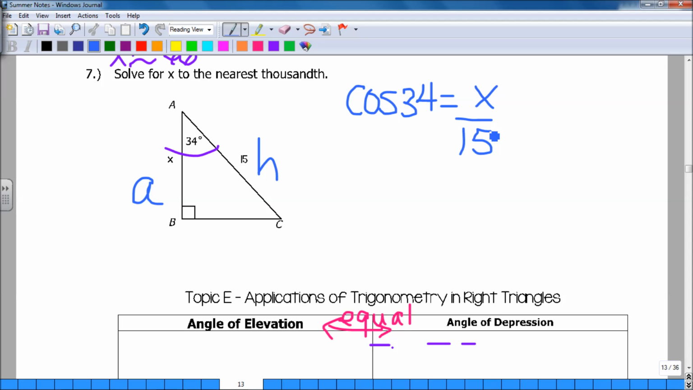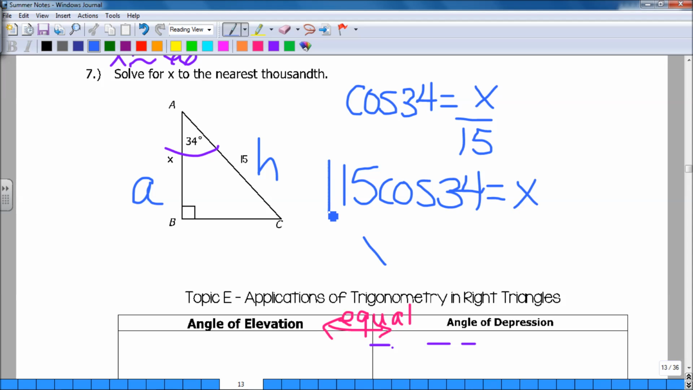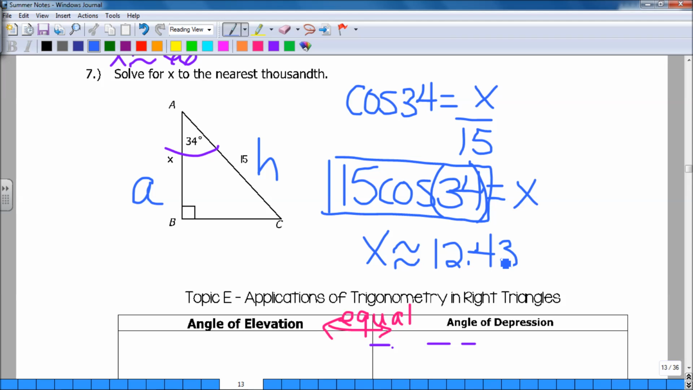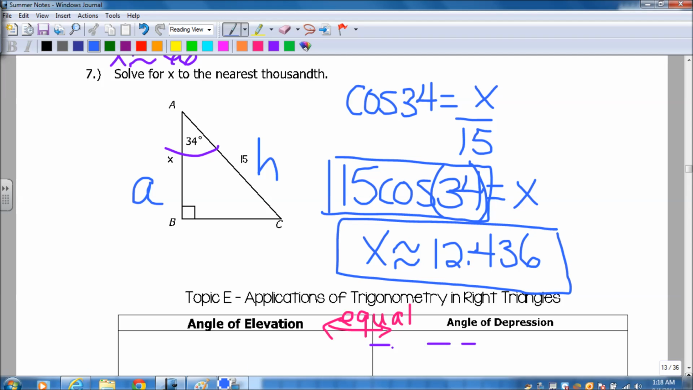So this is what we learned back in topic C. It's just a review of it so you don't get it mixed up with what we learned in topic D, okay? To get the X by itself, I multiply both sides by 15, so I get 15 cosine of 34 equals X. Type this into your calculator right here. Don't forget to have your parentheses. X is approximately equal to 12.436, rounded to the nearest hundredth. All right, and hopefully that makes sense to you.